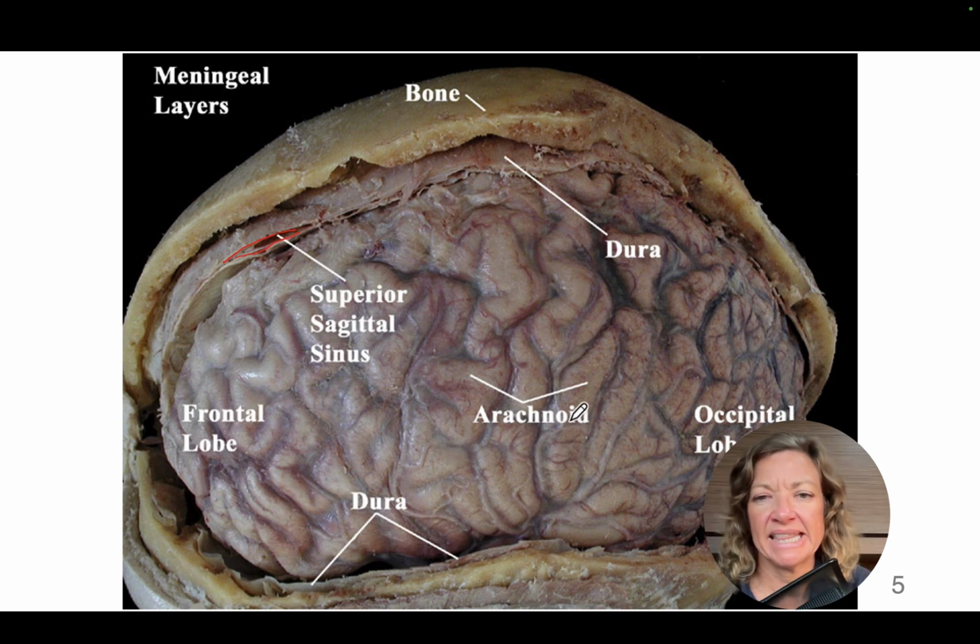You can also see in this dissection how the arachnoid is overlying all of the cerebral vasculature that supplies the cortex. And you can see that because it's sort of cloudy, semi-translucent over the surface of the brain.